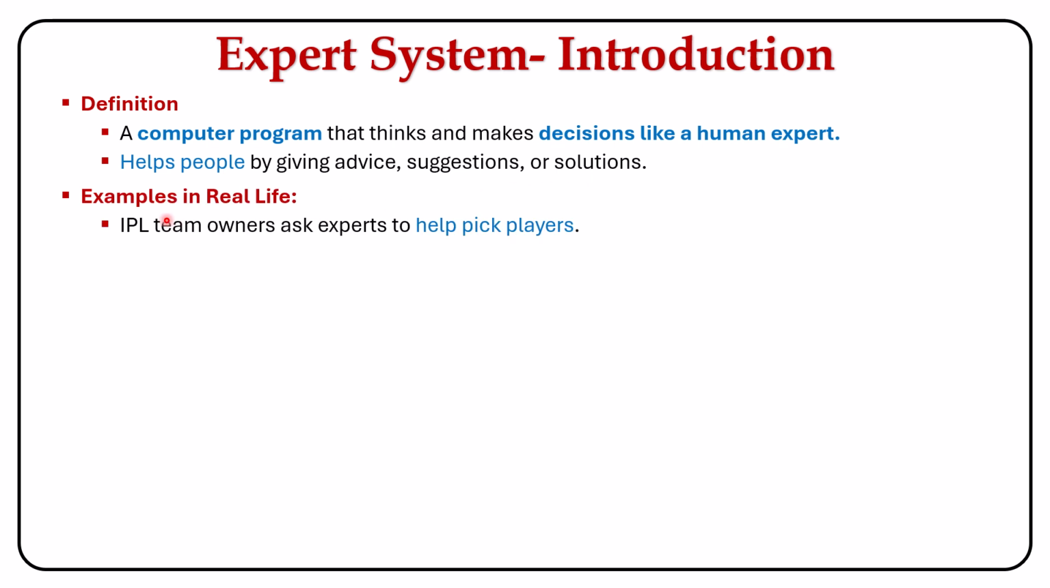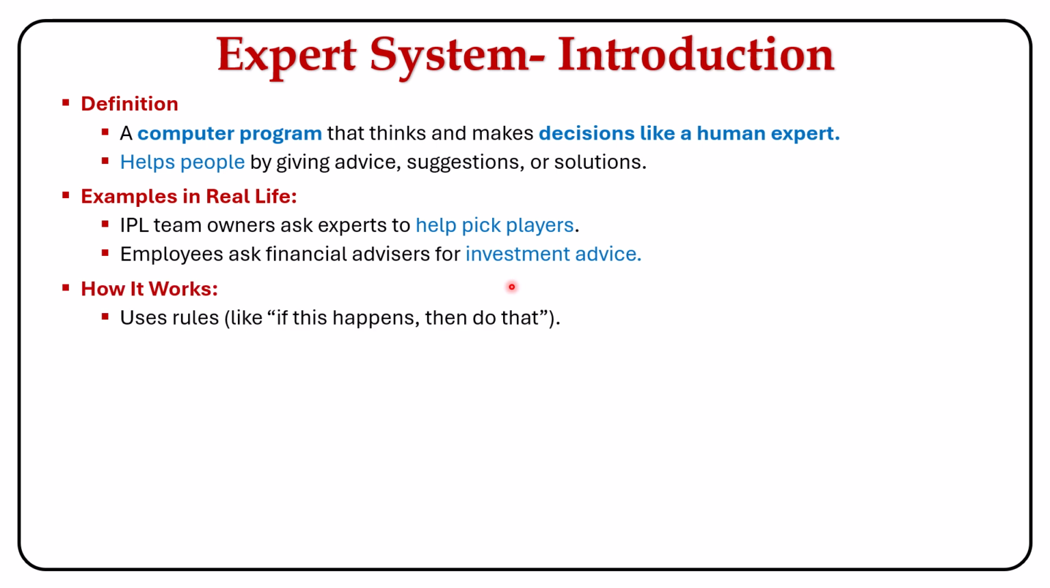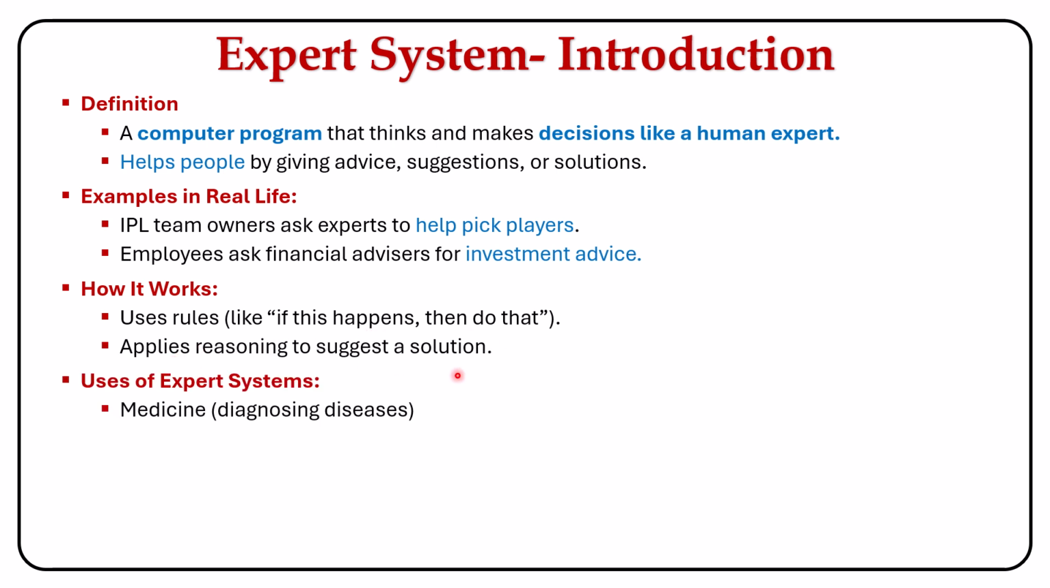A few real-time examples of expert systems: IPL team owners may request experts' help in picking players for their teams. Employees may ask financial advisors for investment advice. It works based on rules, that is, if this happens, then do that. It also applies reasoning to suggest a solution.